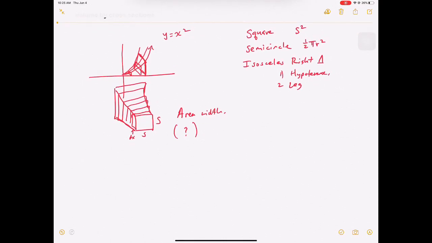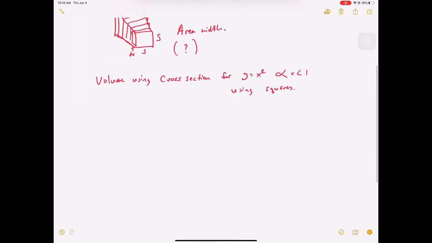Let's find the volume using cross sections for y is equal to x squared between, we'll say, 0 and 1. Okay? And we're going to use squares. Let's go back and build that model quickly. We had our parabola. So now I'm going to actually try to draw this in a 3D way, where this is my x, y, and call this z for popping out.